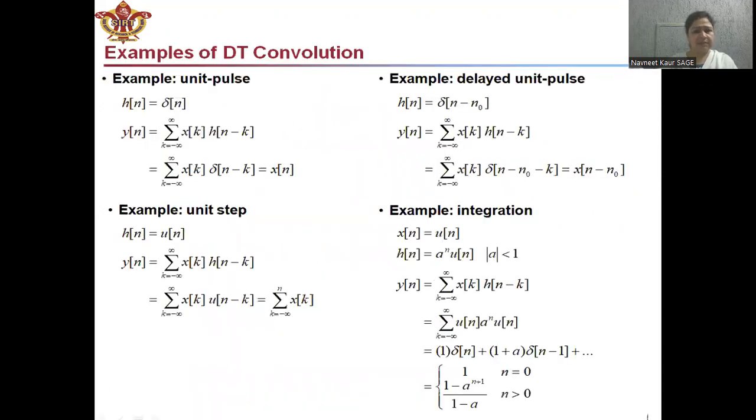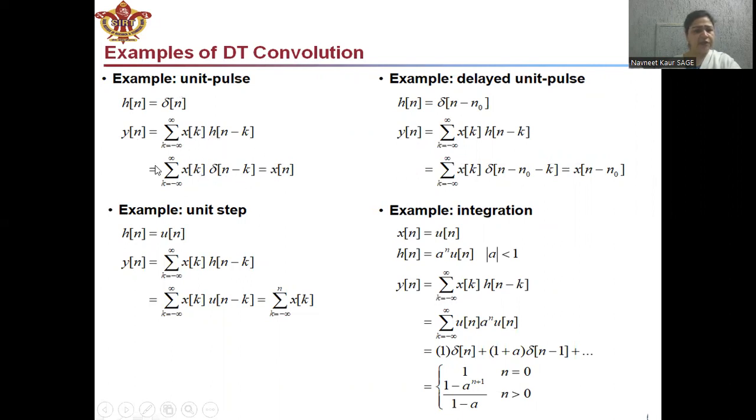Now, there are some examples of the discrete time convolution. The first example is if I want to calculate the convolution of the unit impulse. If the signal is delta n, y[n] will be given as the sum of x[k] h[n] delta[n minus k].